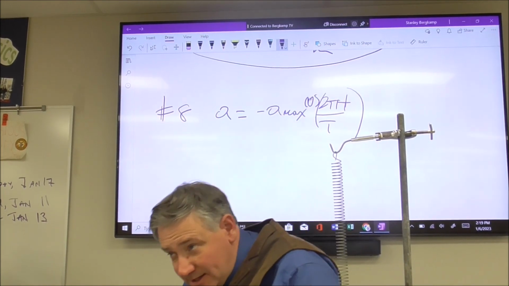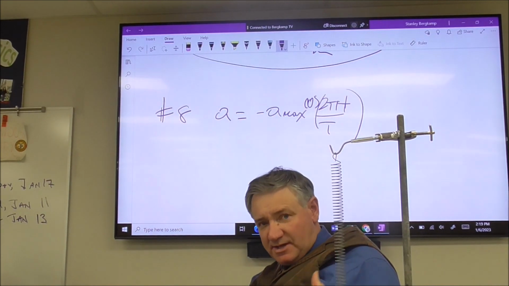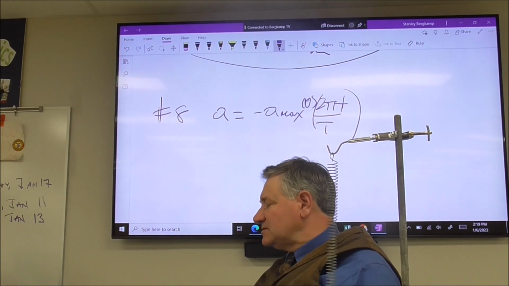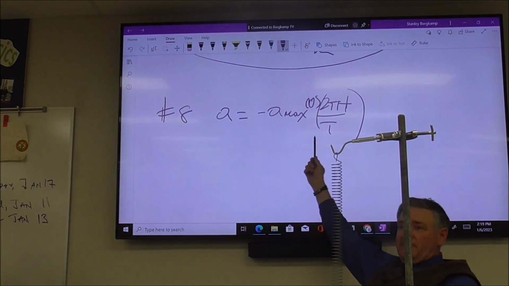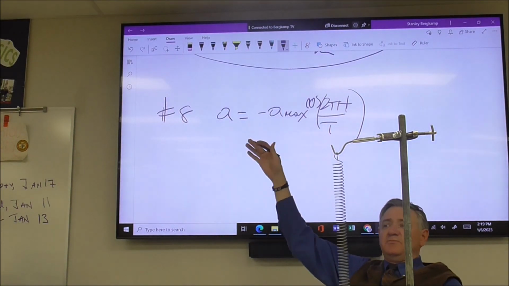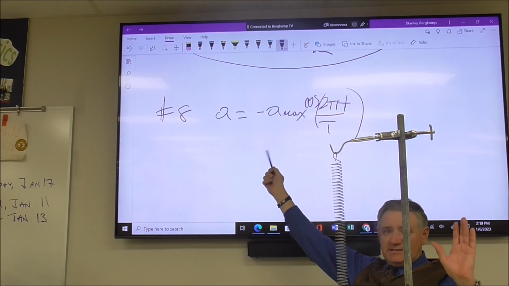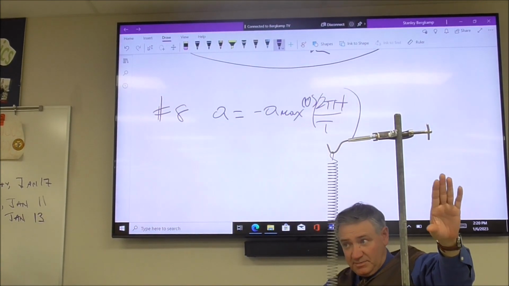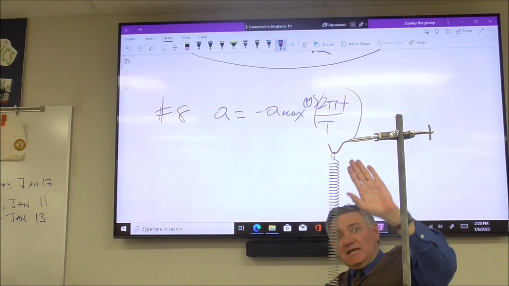So we get to number 8. Now we're going to calculate acceleration as a function of time, and we'll see how that changes. Now, don't get confused on this one. When I type this up, I put that negative A max in there because your acceleration is already negative. So don't put that as a negative of a negative, okay?